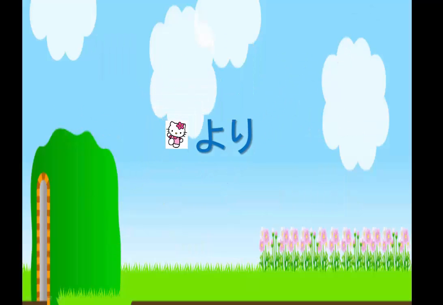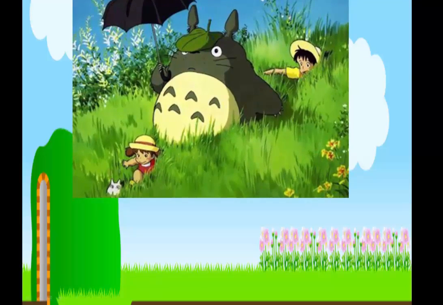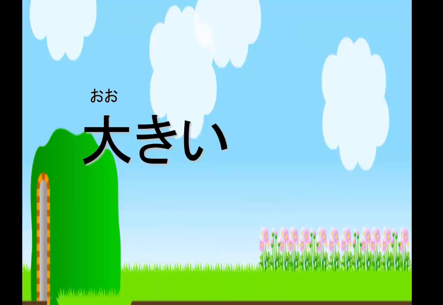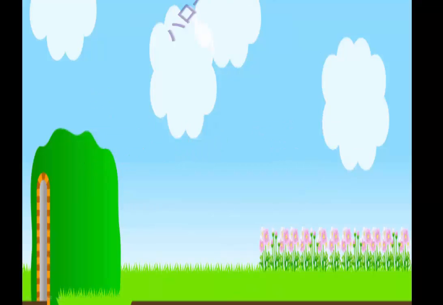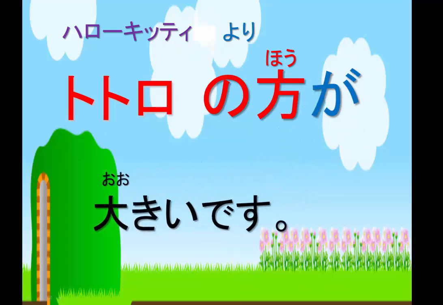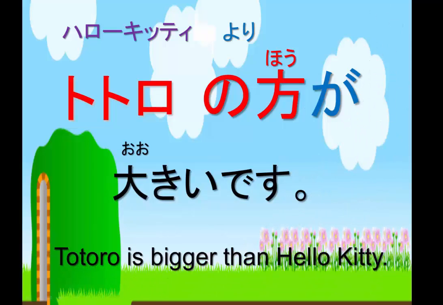Hello Kitty yori. So that's the smaller one. That's what we're comparing Totoro to for bigness. And then comes Totoro. He's the bigger, so he gets no ho ga. And then here's our adjective ookii desu. Put it all together and we get Hello Kitty yori Totoro no ho ga ookii desu. Totoro is bigger than Hello Kitty, or Totoro is more big than Hello Kitty.